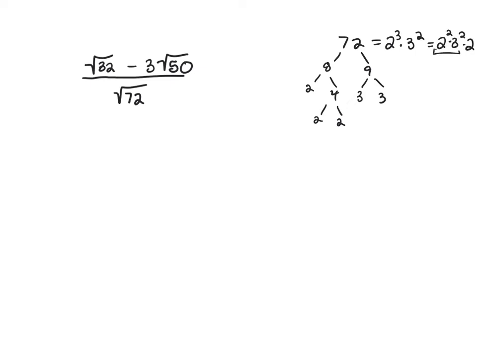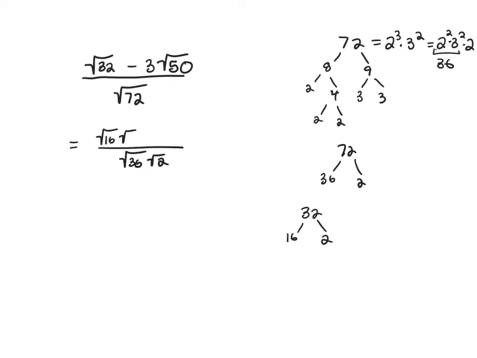Really, that 2 squared times 3 squared was a 36, so had you first started breaking down 72 as 36 and 2, that would have been faster. So I can write my denominator as the square root of 36 and the square root of 2. Same idea with 32. If you recognize 32 is 16 times 2, then you can do square root of 16, square root of 2. And then 50 is 25 and 2. So 50 would be square root of 25 times square root of 2.